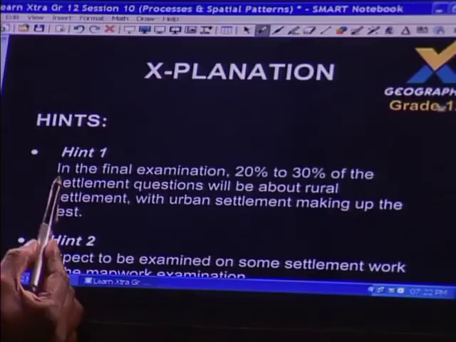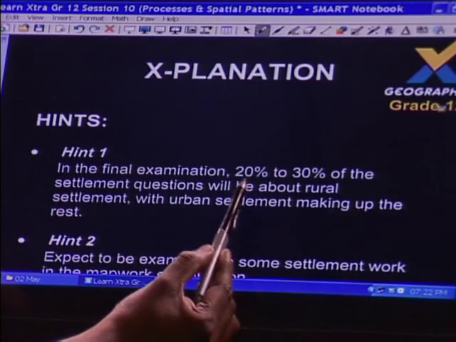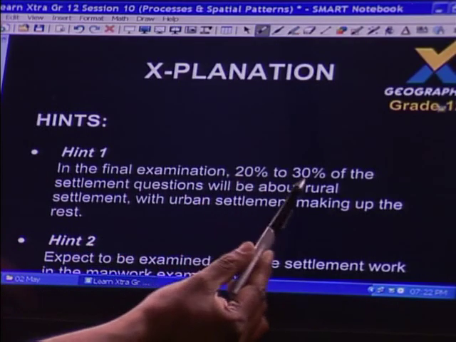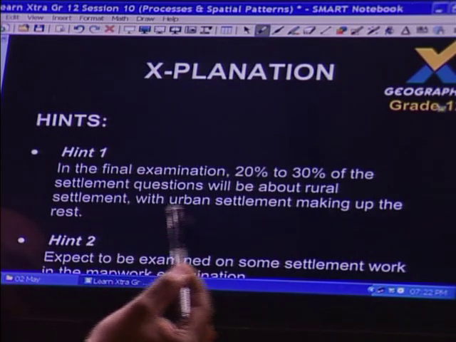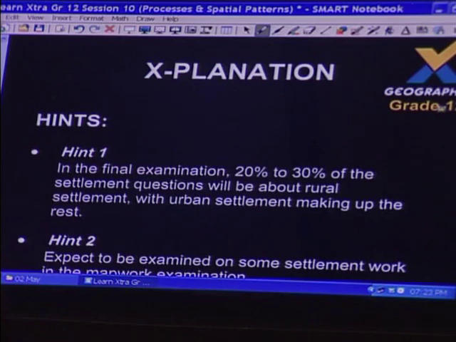Let's look at hint 1 more closely. Hint 1 refers to the final examination recapping 20 to 30% of rural questions and the balance being urban settlements. What you should have is a complete overview of the terminology associated with rural settlements. Some of the factors that influence rural settlements is your urban hierarchy. This deals with the classification of settlements according to their functions, size.